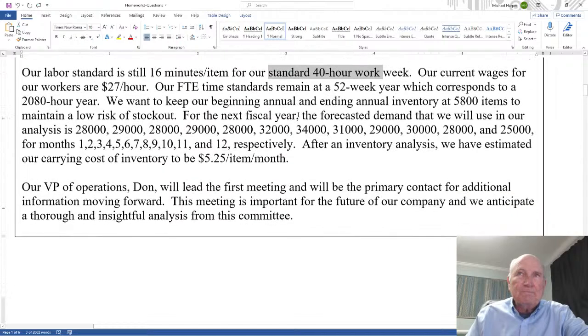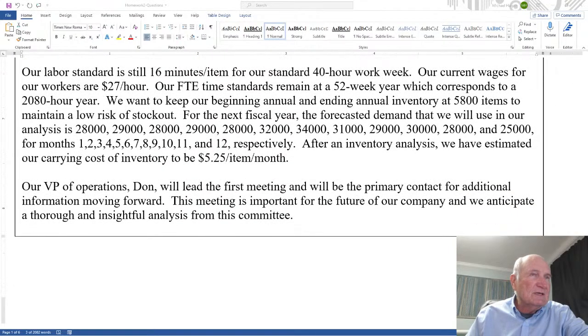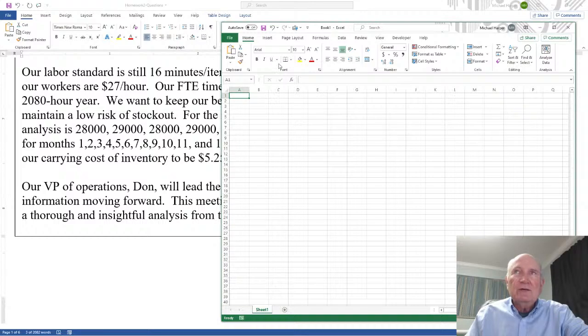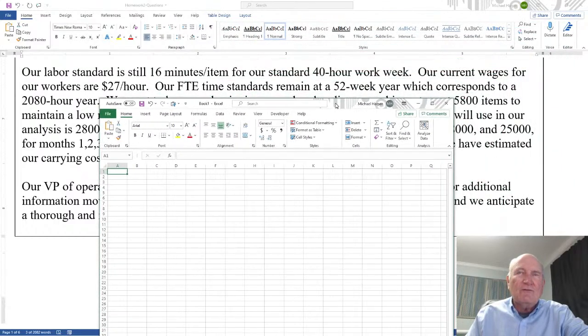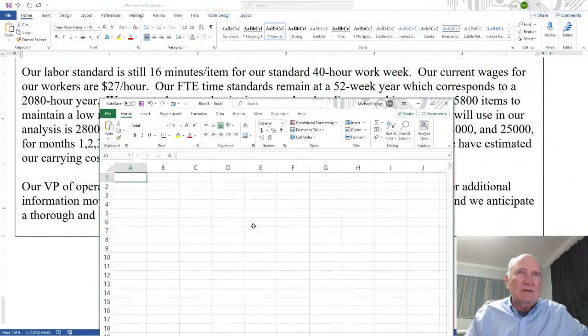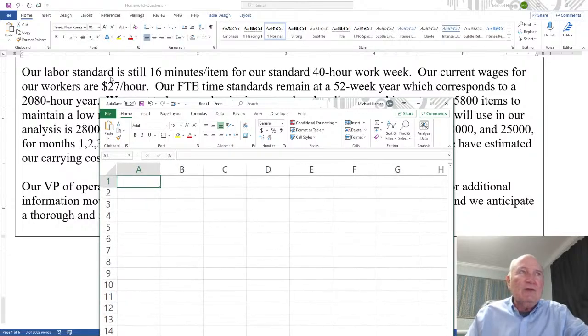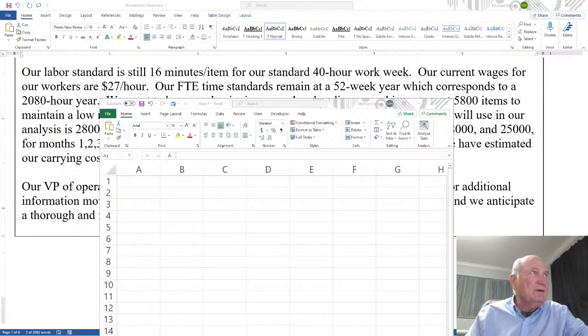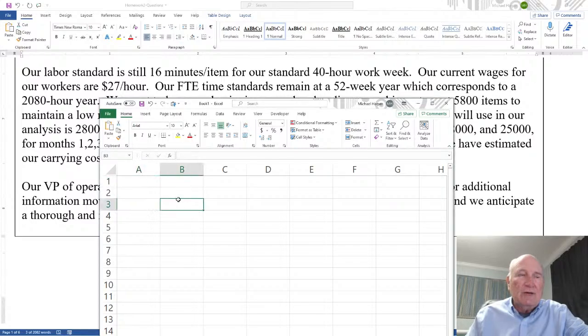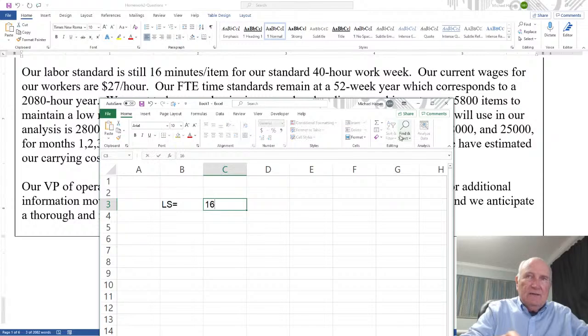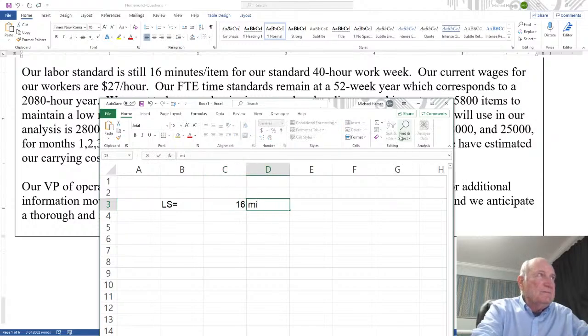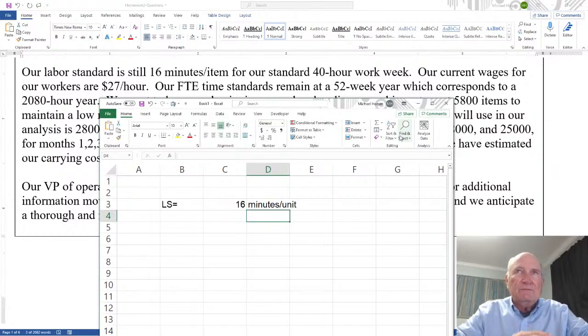Okay, and so let's bring up Canvas. I do want to work these for you. On the first 3, I'll work for you. On this one, let's enlarge this a little bit. So we have our labor standard here. Here our labor standard is 16 minutes. So let's come down here a little ways. Right here, labor standard equals 16, and that's going to be minutes per unit. Okay, that's our labor standard.